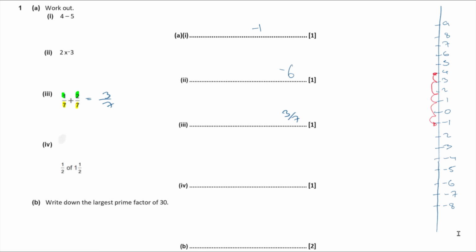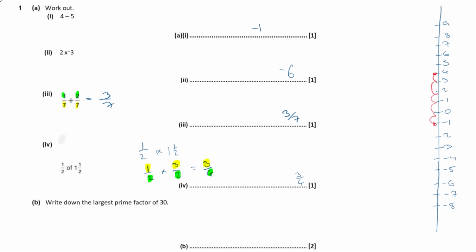Next one says, what's half of 1 1/2? Now, half of 1 1/2 means what is 1/2 multiplied by 1 1/2? And 1 1/2 as a top heavy fraction would be 3/2, so 1/2 times 3/2. And then fraction multiplication, we multiply top with top, 1 times 3 is 3. And we multiply bottom with bottom, so 2 times 2, well, that's 4, isn't it? Okay, so the answer is 3/4.